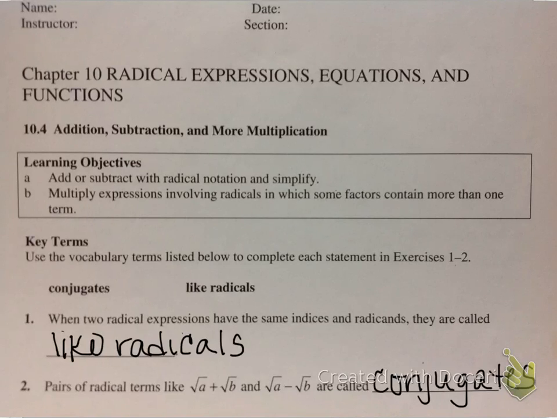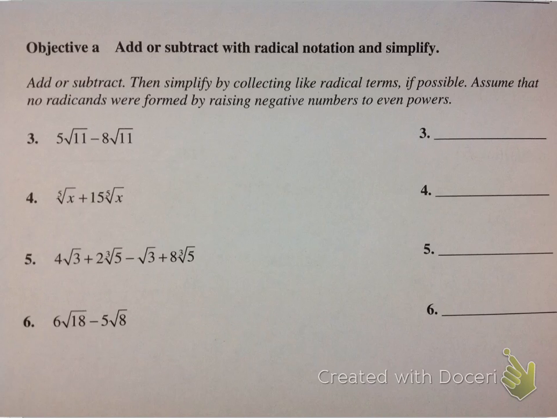Now we're going to look at adding, subtracting, and multiplying with radicals. When two radical expressions have the same indices and radicands, they are called like radicals. And square root a plus square root b and square root a minus square root b are called conjugates.